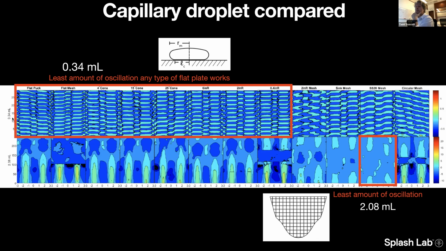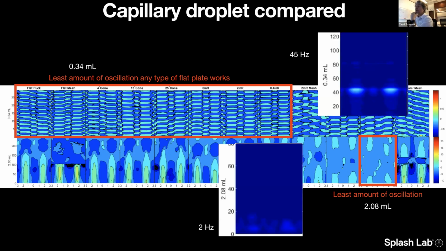So on the top, we have the 0.34 case you're comparing, and on the bottom, we have the 2.08 milliliter comparison. And you can see the lowest amount of oscillations occurs here in this case. So that's really helpful. We can also look at the frequency content of this, and you can see, as we would predict, the smaller droplet has a higher frequency of 45 hertz, and the larger droplet has a lower frequency of 2 hertz, and that fits really nicely with the Rayleigh prediction.